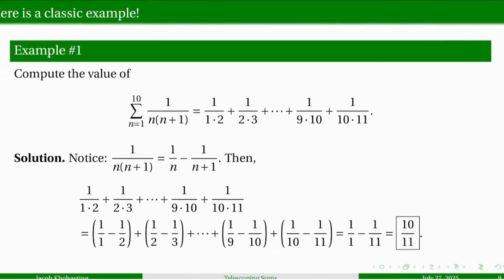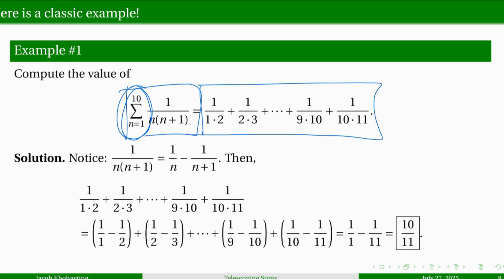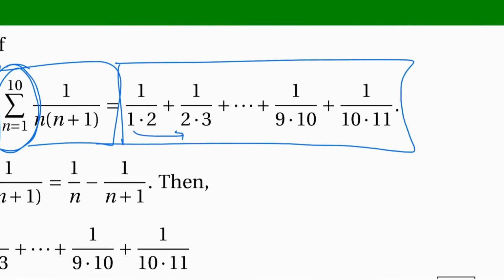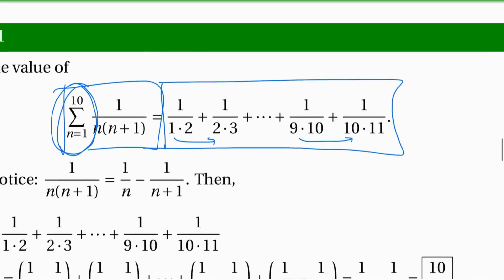If we want to find the value of this sum, don't worry if you don't know about it. We basically just want to find this thing. So 1 over 1 times 2 plus 1 over 2 times 3, and so on until 1 over 10 times 11. Each of these numbers increases by 1 each time. And we want to find that sum.